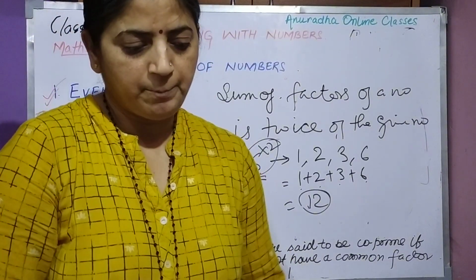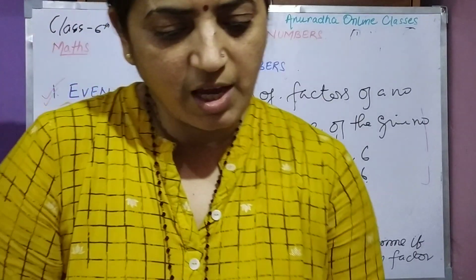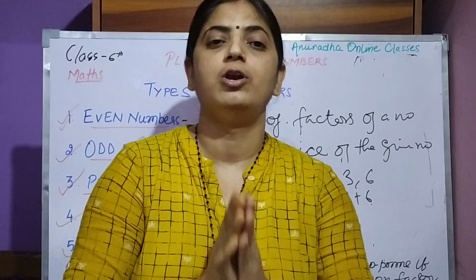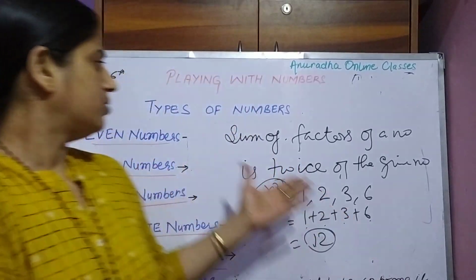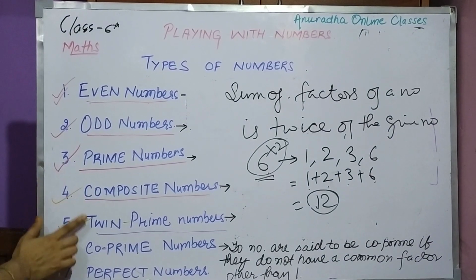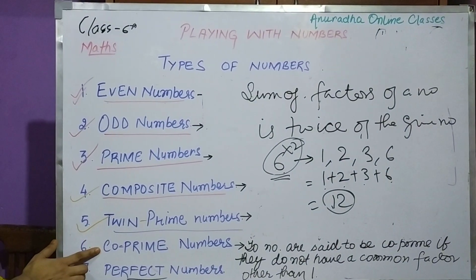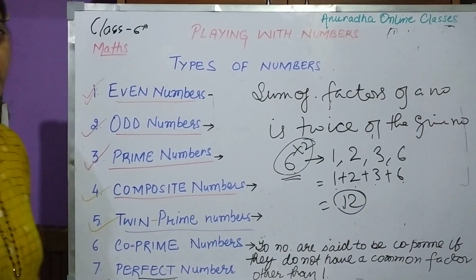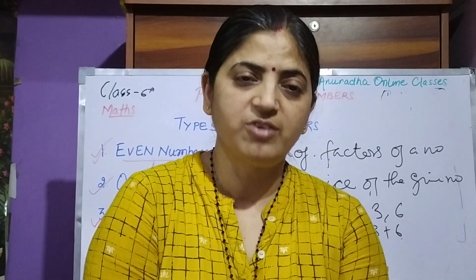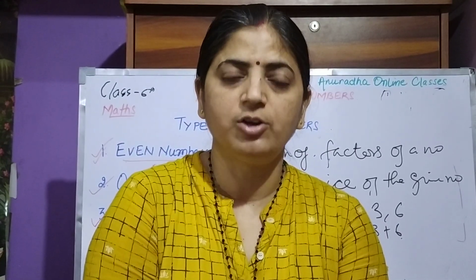So children, these are the different types of numbers. You have read different types of whole numbers, I must say. I think all points are clear to you: even, odd, prime, composite, twin prime, co-prime and perfect number. So exercise 3.2 is based on that only. I think you can do all those sums. If there is any problem in that, you can write in the comment box.